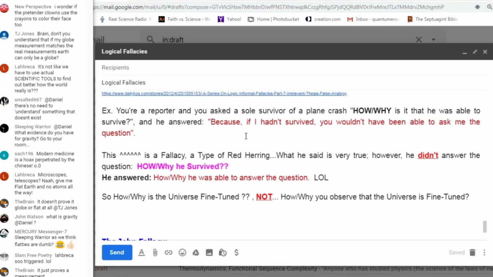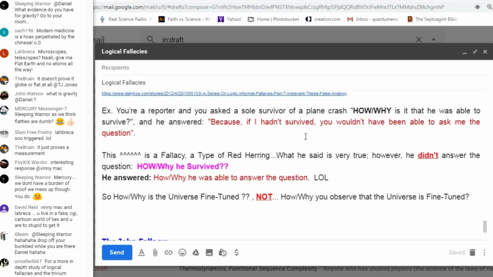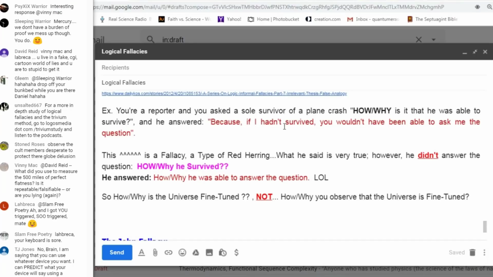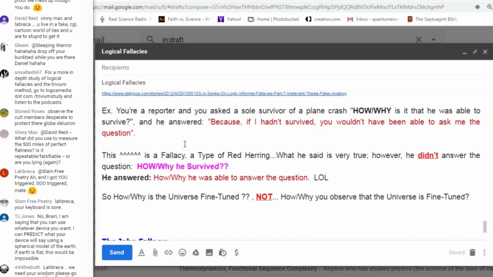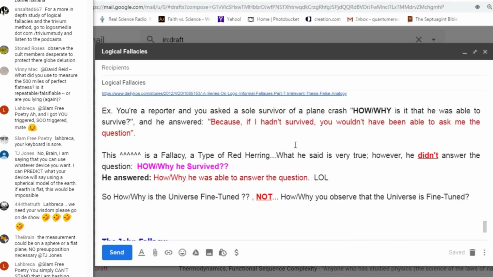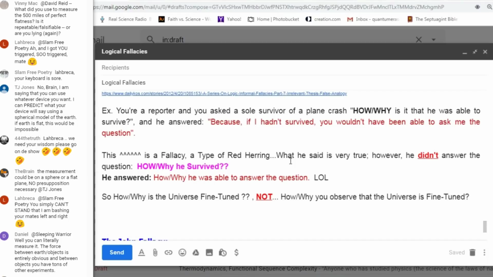Okay, this is an example. You're a reporter and you ask a sole survivor of a plane crash how or why he was able to survive. And he answers, because if I hadn't survived, you wouldn't have been able to ask me the question. Right? You see the problem with this? This is really subtle, but this is a fallacy. And like I said, it's a type of red herring. What he said is very true. However, he didn't answer the question, how or why he survived. He answered how he was able to answer the question. It's real subtle though, but you can see that it's irrelevant. It's a diversion. He didn't answer the question.